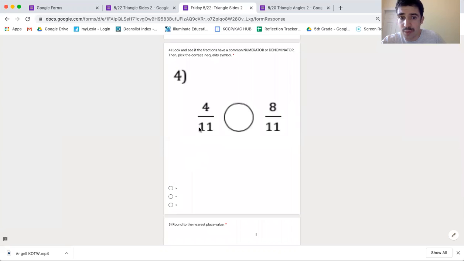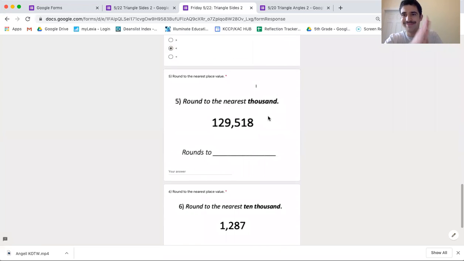I'll go to number 4, 4/11 and 8/11. Here I see that my denominators are the same. So the bigger the numerator, the bigger the fraction. So 4 is less than 8, so 4/11 is less than 8/11. Make sure that I pick is less than here. I will erase my regroupings, and now I get to round to the nearest place value.